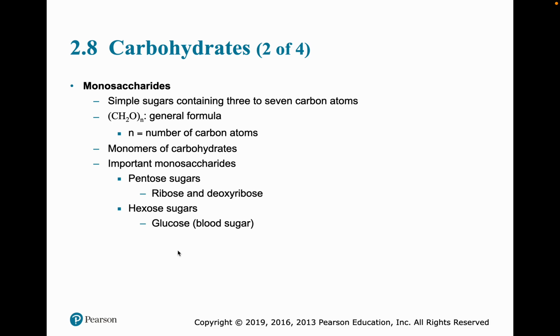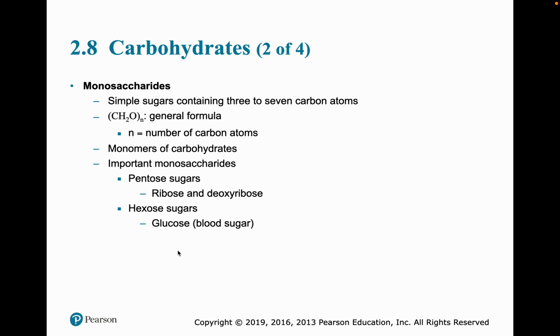They contain between 3 and 7 carbons, so we can write (CH2O)n to give us our general formula, with n being the number of carbons. Some of the ones that are going to be very important to us are going to have 6 carbons, glucose, that's going to be our major energy source. Within DNA and RNA, there are 2 sugars, ribose and deoxyribose, that have 5 carbons.